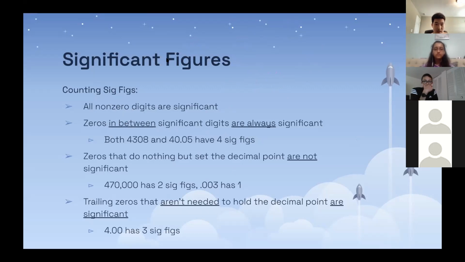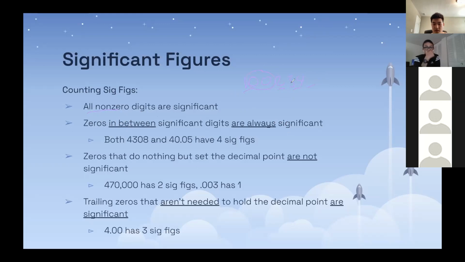And then the second rule is that zeros in between significant digits are always significant. So if I stem off of 1, 2, 3, 4 for a second, if I have 1, 0, 0, 2, 3, 4, if we look at the first rule, all non-zero digits are significant. So we have 4 non-zero things, that'd be 1, 2, 3, 4. And then zeros in between significant digits are always significant. Basically meaning that since we found these zeros in between the 1 and the 2, they have to get counted as significant figures. So that would mean that we have 1, 2, 3, 4, 5, 6 significant figures in that particular number.